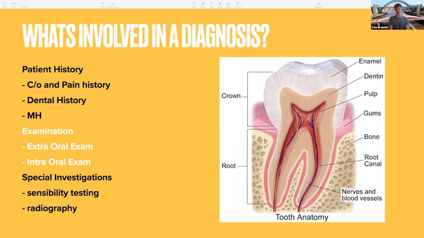Are we looking just at the hard tissues? How are we looking and assessing the soft tissues? We've got a BPE probe, we're checking the perio health, we're checking for cracks, fractures, etc. And then we're moving on to our special investigations that are going to continue us down that pathway of getting to the diagnosis that we want. Things like your vitality testing, sensibility testing, your percussion, your palpations, and then radiography.